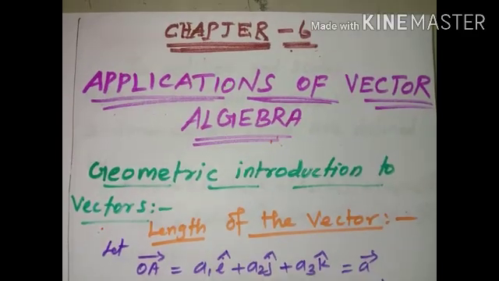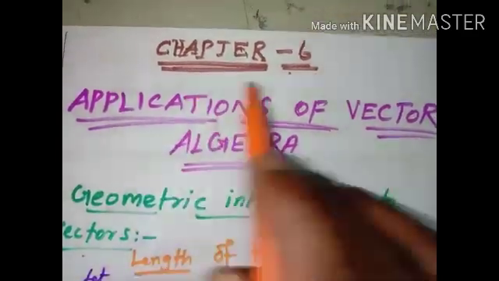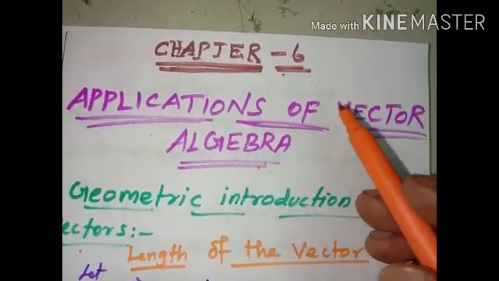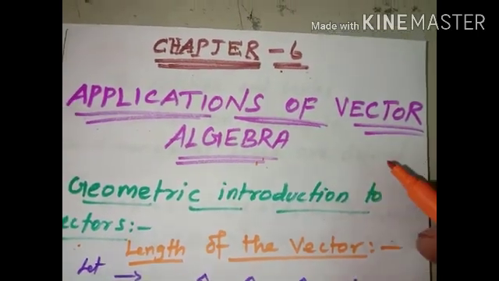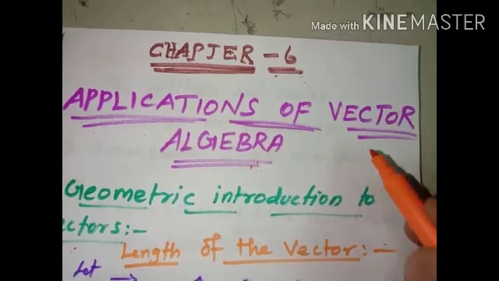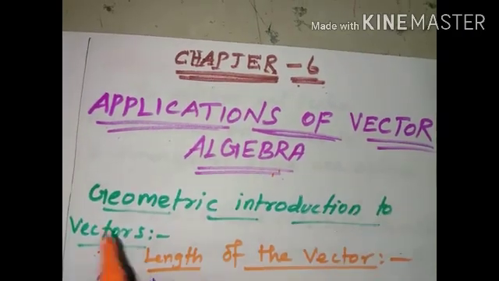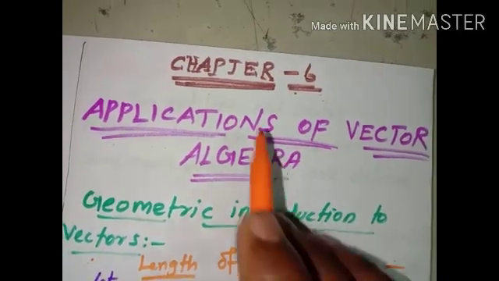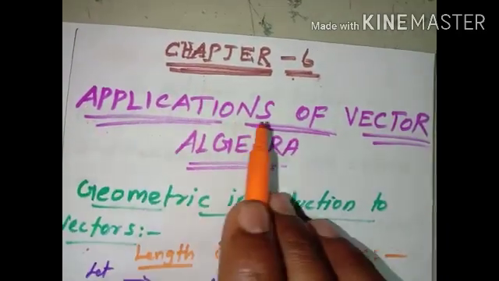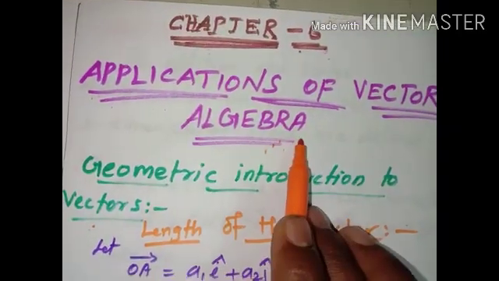Hi students, I am going to start chapter 6. Already we completed exercise 5.5 and chapter 5 is fully completed. Now I am going to start applications of vector algebra. The sixth chapter is applications of vector algebra.